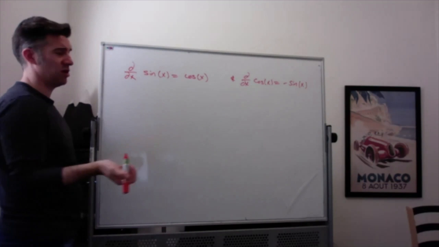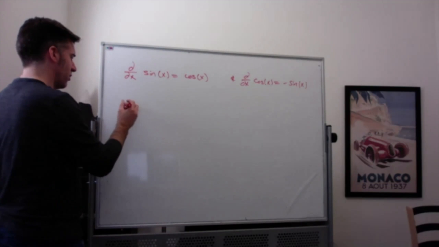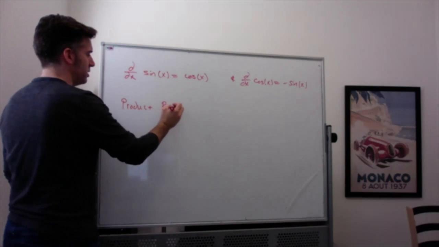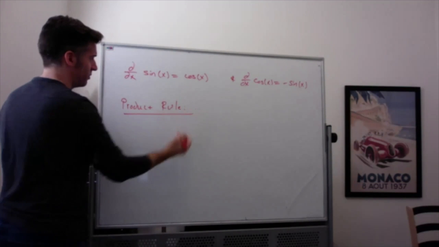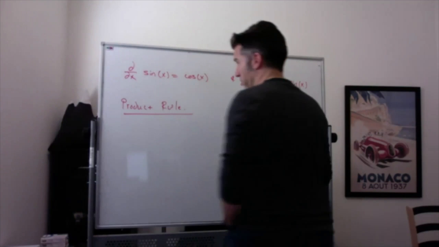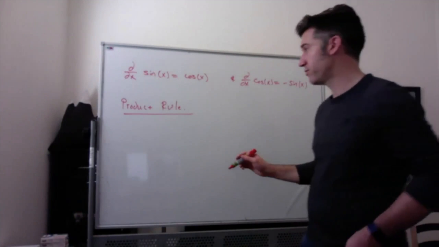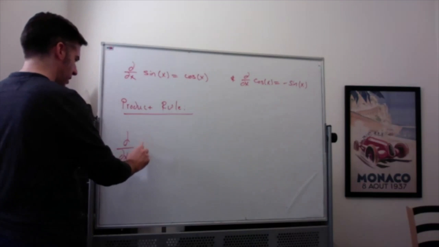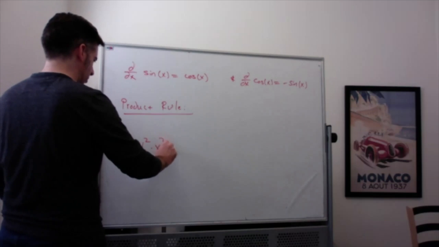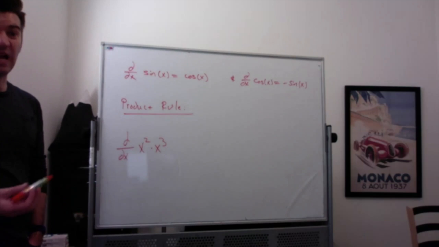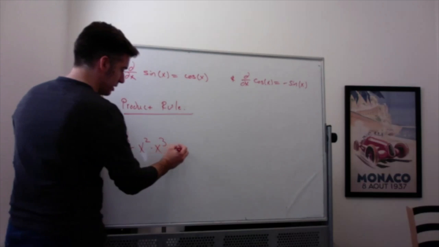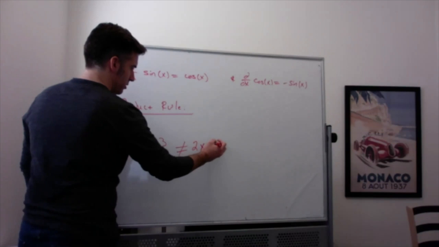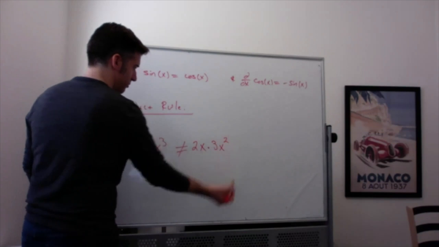What I want to do now is talk about the product rule for a second. Let me first point out what is not the product rule. If I was going to take the derivative of two things multiplied together, say the derivative of x squared times x cubed, it's not equal to the derivative of x squared times the derivative of x cubed.